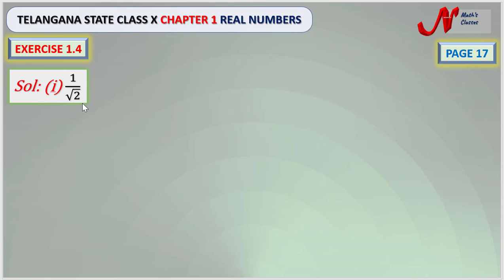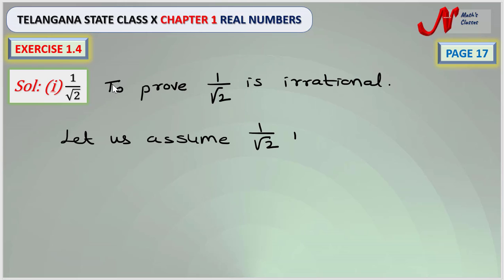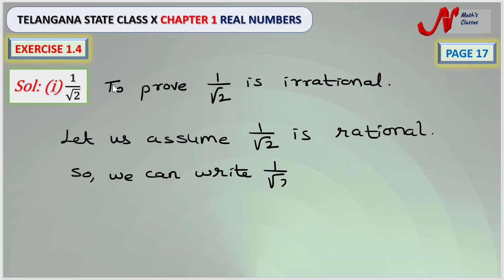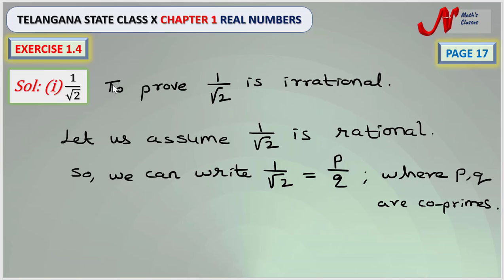It is given that 1 by root 2. We have to prove that 1 by root 2 is irrational. To prove 1 by root 2 is irrational, let us assume 1 by root 2 is rational. So we can write 1 by root 2 is equal to p by q, where p, q are co-primes. We already know that co-primes means they do not have any common factor other than 1. So 1 by root 2 is equal to p by q.